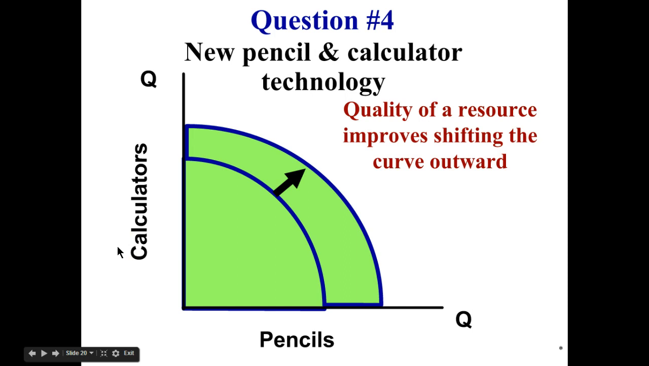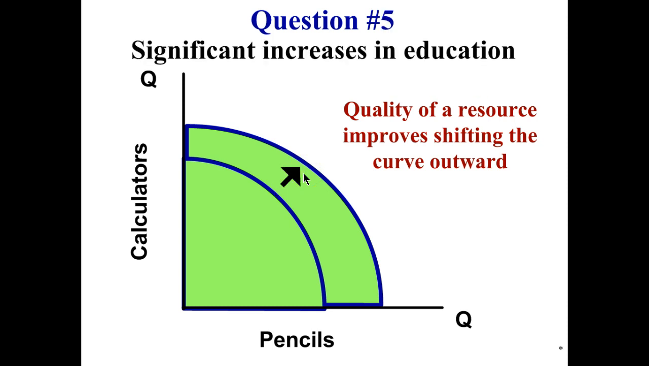All right, question 4 says that there's new pencil and calculator technology. Well, since it was new for both of them, you're going to see an outward shift for both. So the quality of the resources improves for both. Question 5 indicates that there's a significant increase in education. Same idea. We have an improvement in the quality of the resource, meaning the employees are better educated, therefore they can do their job better, and we're going to see an overall increase in the production of those two goods for that society.